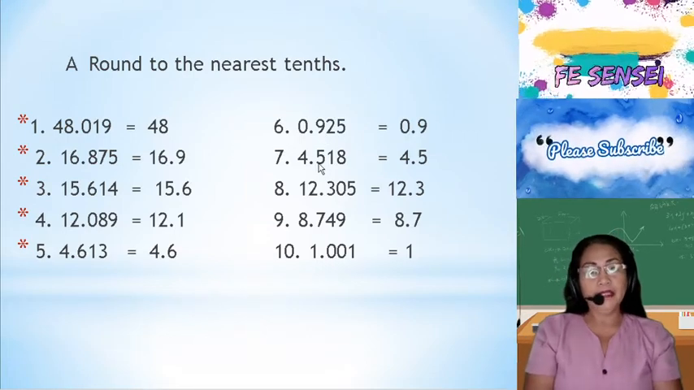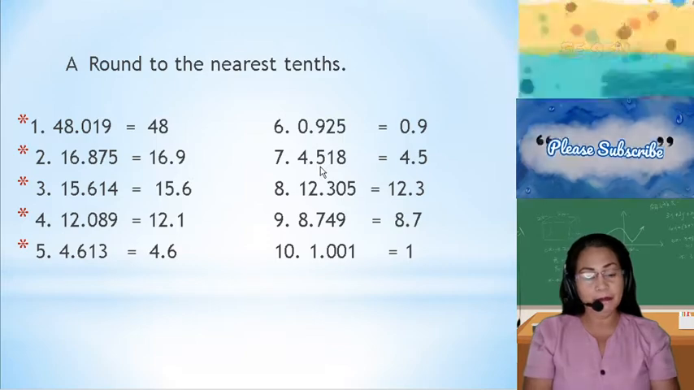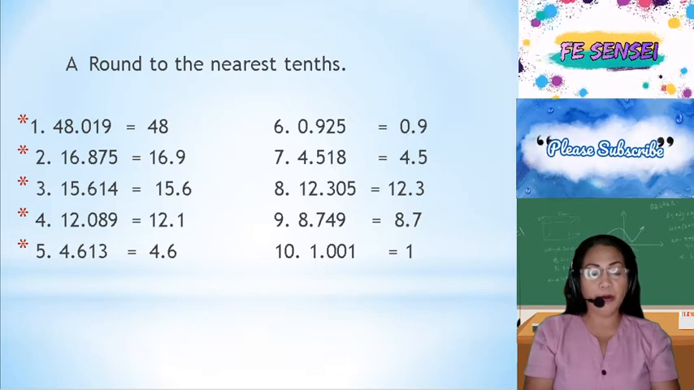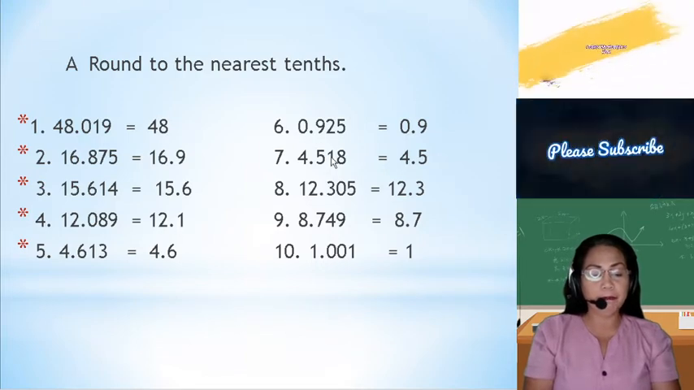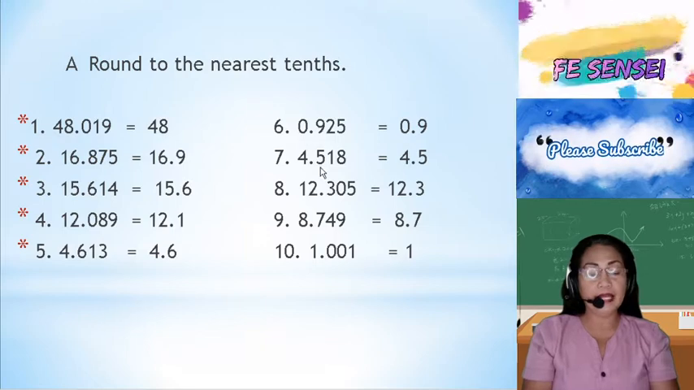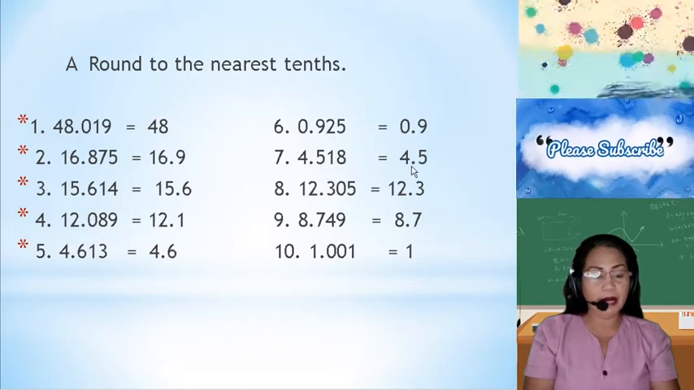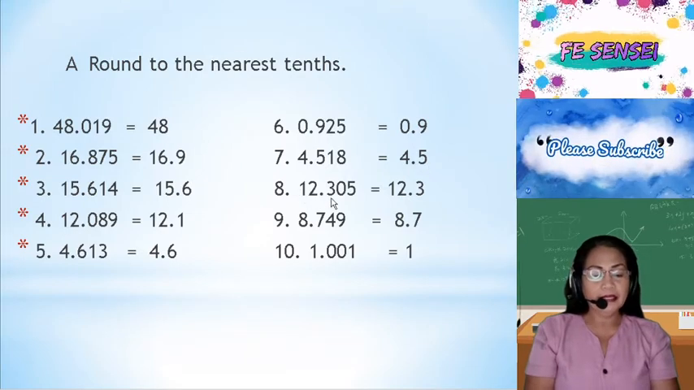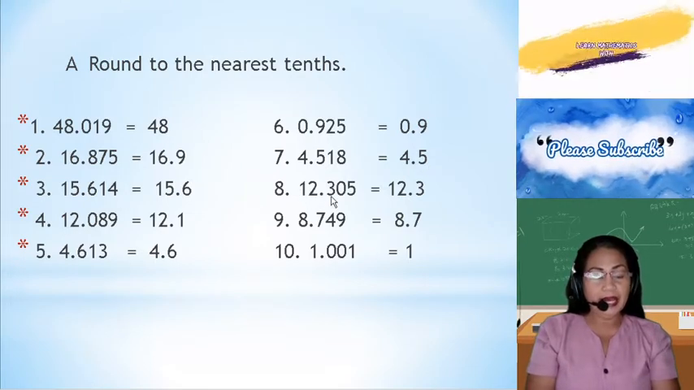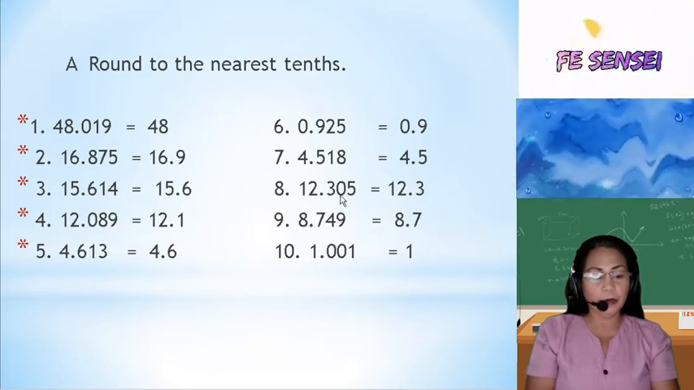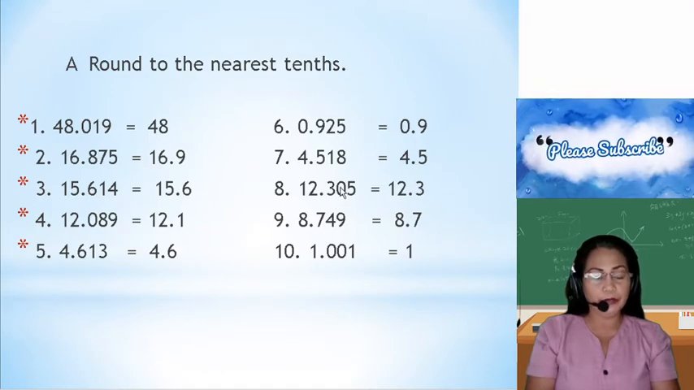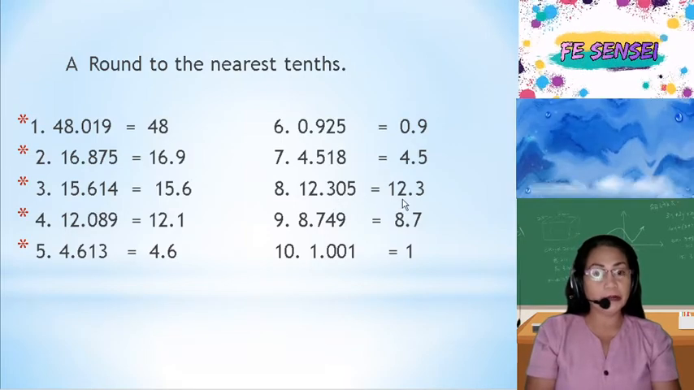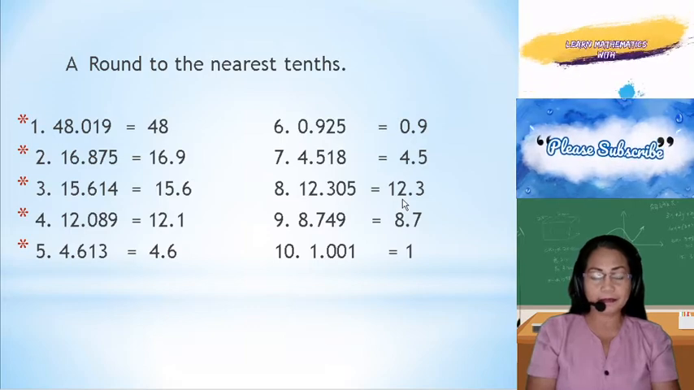Number 7. The number in the tenths place is 5. The number to the right is 1. It's less than 5. Therefore, round down, drop 18 and retain 5. So the number is 4 and 5 tenths. Number 8. The number in the tenths place is 3. And the number to the right is 0, less than 5. Therefore, drop 0 and 5 and retain 3. And the answer is 12 and 3/10.